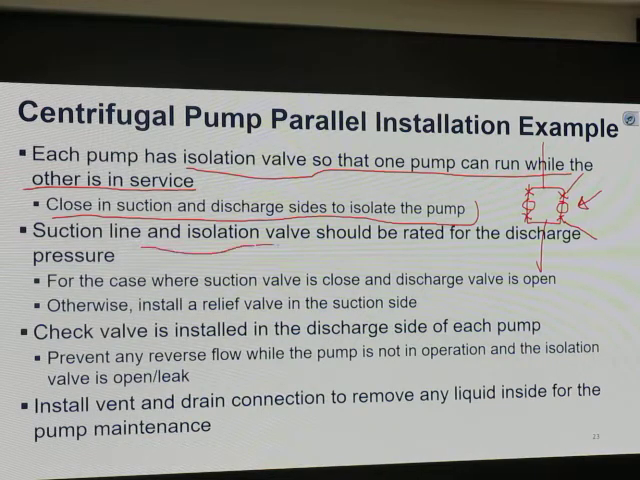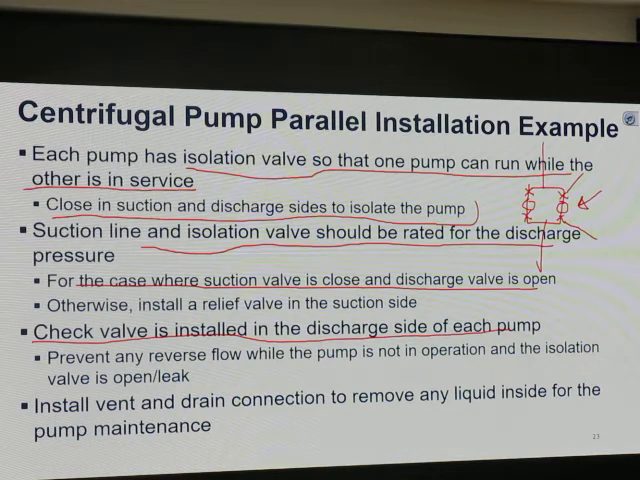The suction line and isolation valve should be rated for discharge pressure. Why is that? Even the suction valve and suction line should be rated for discharge pressure? For the case where suction is open and the discharge valve is closed. Sometimes we may close the discharge valve. If we close the discharge valve, the pressure keeps building up. So the pump has to be rated for the discharge pressure in both lines. Okay. A check valve is installed on the discharge side of each pump. You need a check valve. A check valve makes flow go in one direction, so it doesn't flow back. Okay. It prevents any reverse flow.